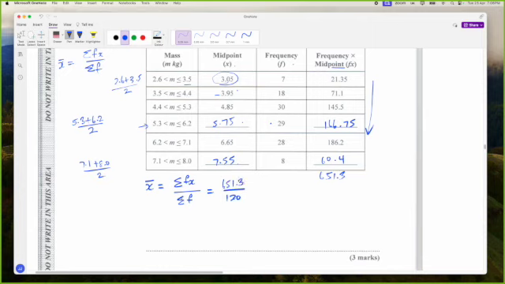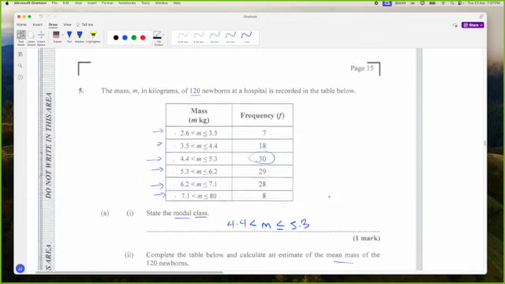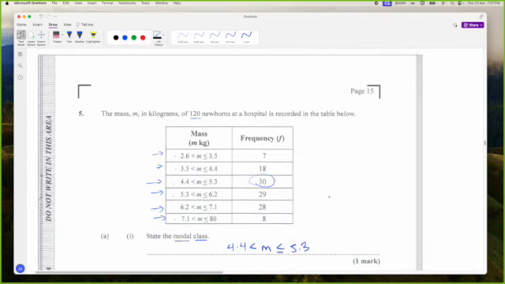So that's what summation means, that you add up all of them. And of course, the summation of the frequency will always give you the total. So that divided by 120 newborns gives us an average of 5.4 kilograms. Does that seem right? Yeah, that seems about right.